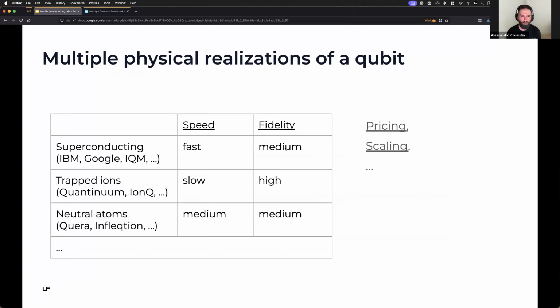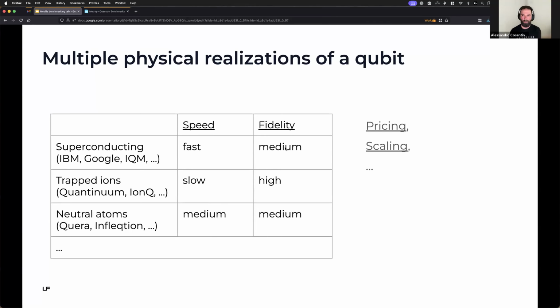Many research groups around the world, from industry and universities, are trying different things. They are trying the superconducting approach that I was proposing. That's mostly IBM, Google, IQM, and others, which are very fast compared to other modes, though still slow compared to classical computers in terms of operations per second. However, they don't have the highest, what I'm calling here, fidelity.